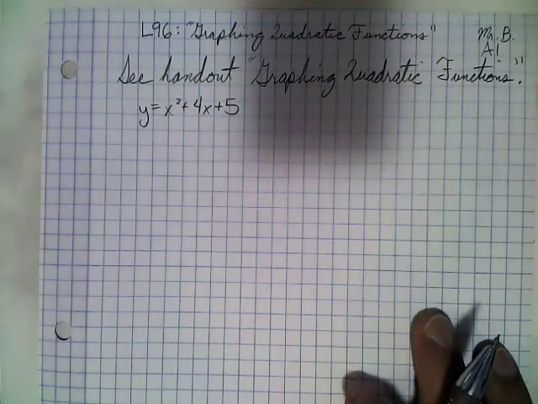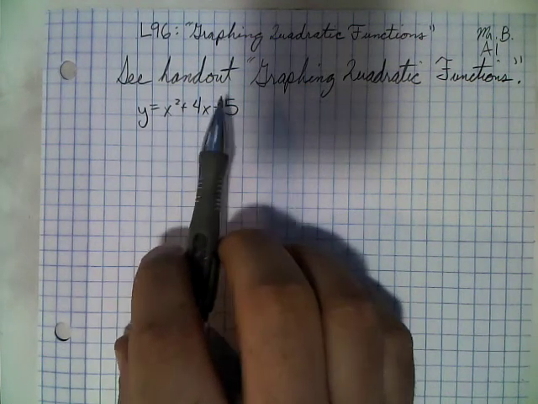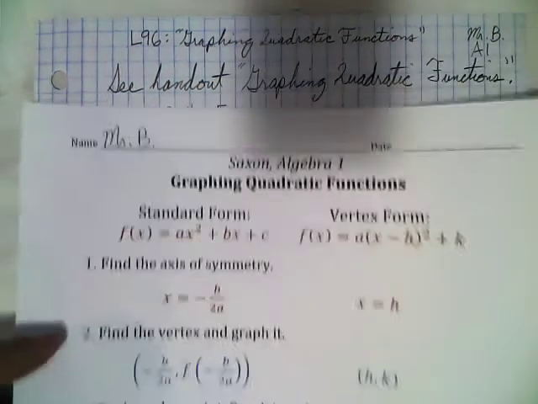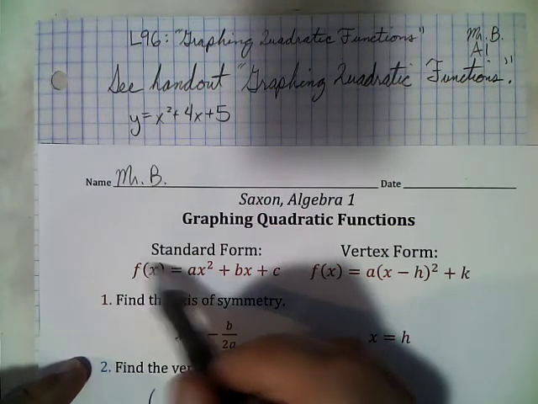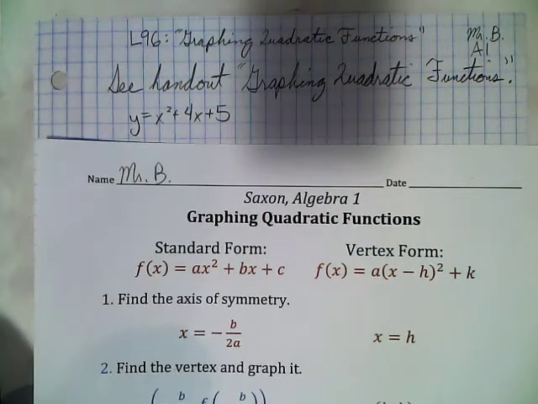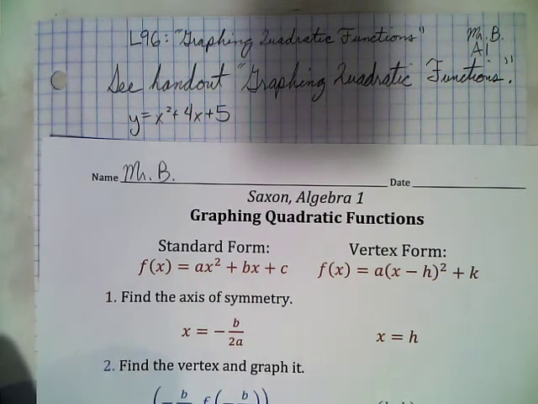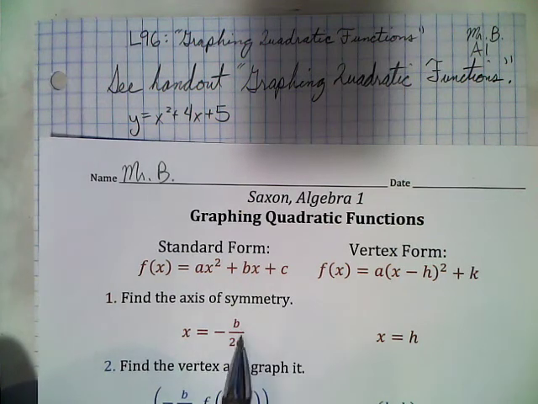Our first example, as we can see here, is going to be y equals x squared plus 4x plus 5. One of the things that I want to point out to you is that f of x basically works as our y value. So when you see those, they are somewhat interchangeable. The first thing I'm going to find is, what is my axis of symmetry?